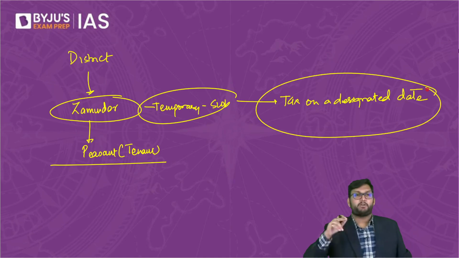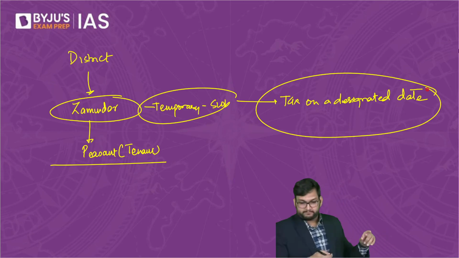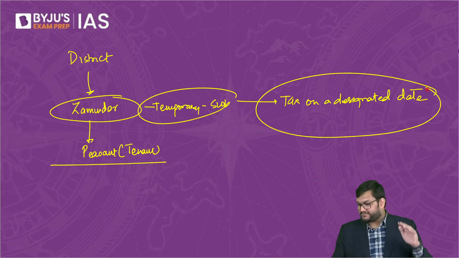Are we clear? Because then I add why it is called permanent settlement. Understood? Everybody has to say yes, then I move forward. There should be no doubt. There's nothing here. Very easy system.